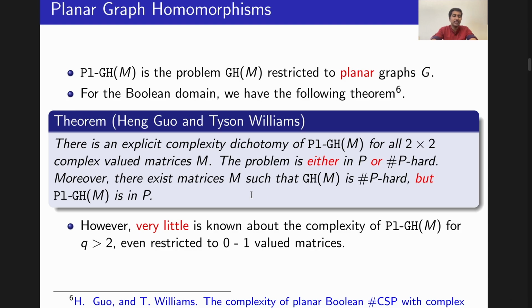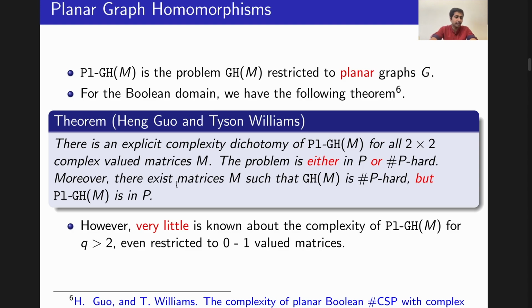Now the problem that we are interested in now is the planar graph homomorphism problem. In this variant of the graph homomorphism problem, we restrict the input graphs to be planar. For the Boolean domain, i.e. Q equals 2, we have the following theorem thanks to Cai and Fu. We know that there is an explicit complexity dichotomy of planar GH of M for all 2 cross 2 complex valued matrices. The problem is either in P or it's #P-hard.